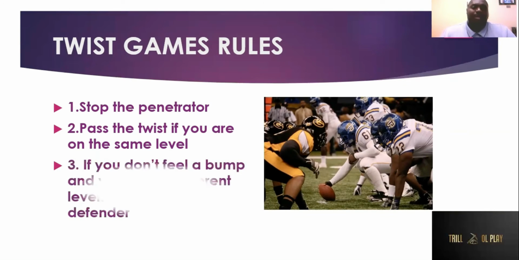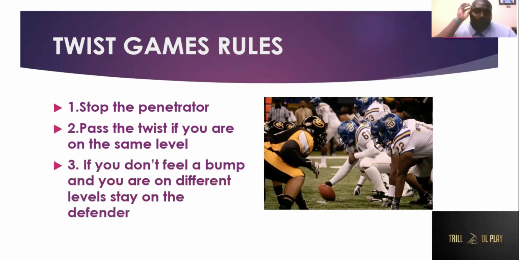All right. So last but not least, if I don't feel that bump and I'm on different levels with the adjacent offensive lineman next to me, then I don't want to pass the twist. I want to stay on that guy. All right. And let the other guy go around me to collect this guy. But I never want to pass a twist if I don't feel it.